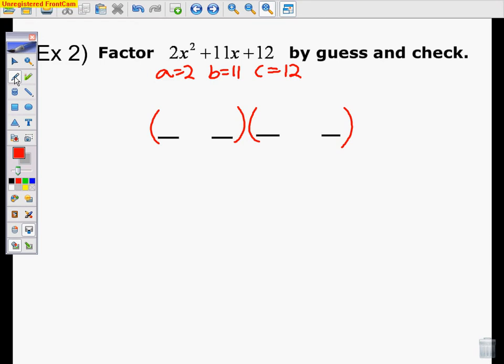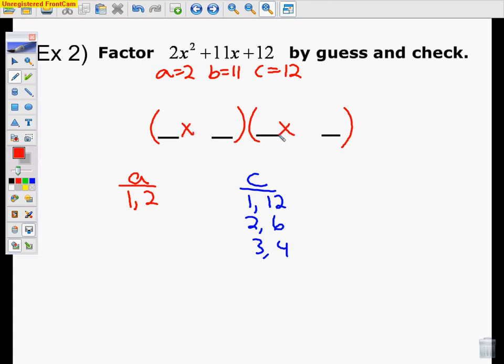Alright. So again, we're going to list the things that multiply together to give you A. Things that multiply to give you 2 are 1 and 2. And that will be it there. And things that multiply to C are going to be 1 and 12, 2 and 6, and 3 and 4. Alright, before I start putting anything in there, don't forget the first terms have to have an x attachment to them because they multiply to be x squared, right? Okay, now remember the A's go in first position. So 1x, 2x. And now we're going to go ahead and start trying the C's.